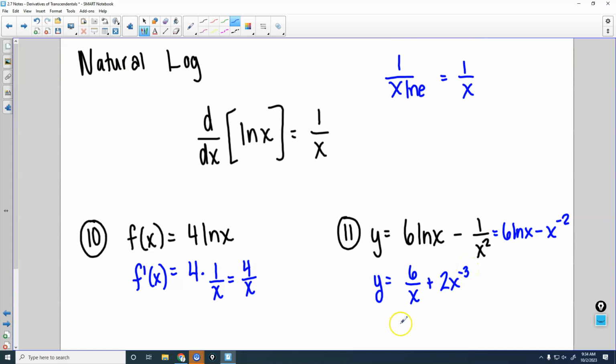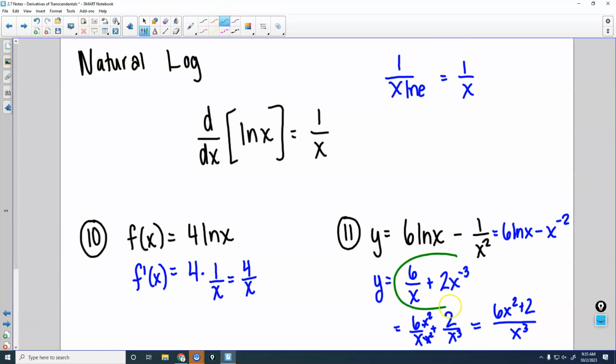You might see it left like this. You may see it 6 over x plus 2 over x to the 3rd. You may even see it where they get common denominators. So you could multiply by x squared on the top and bottom here and get 6x squared plus 2 over x to the 3rd.